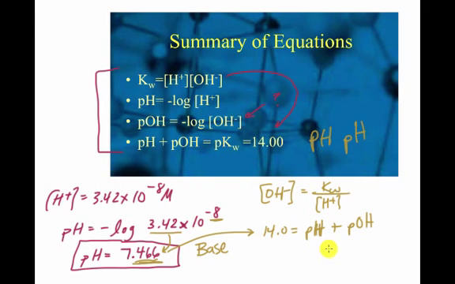So what I could do is find my pOH, which would be 14 minus my pH. I could do that, and then once I get the pOH, I could undo the log, and I'll show you how to undo that in class.